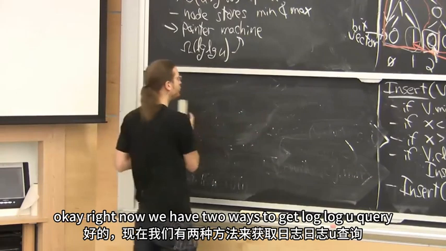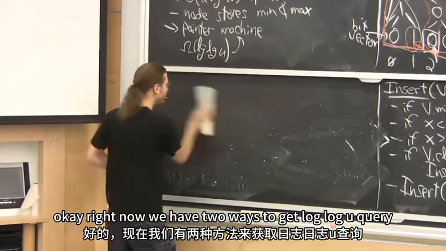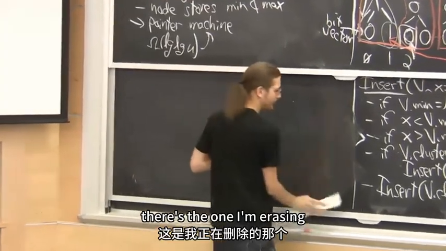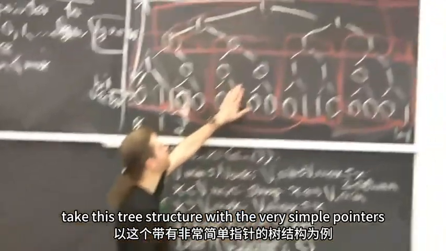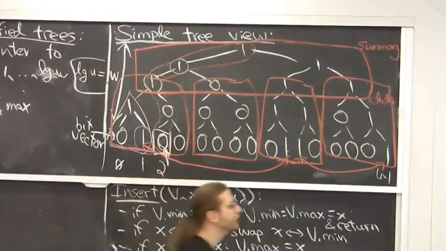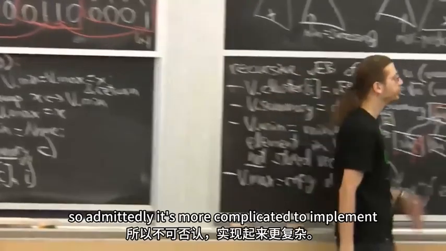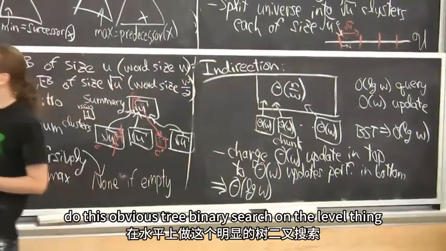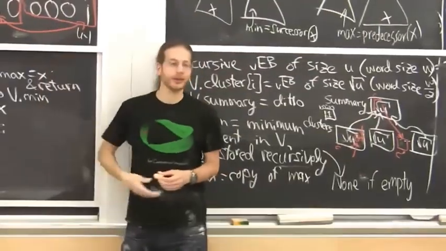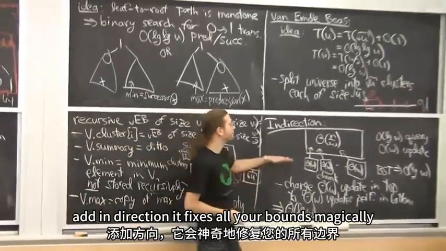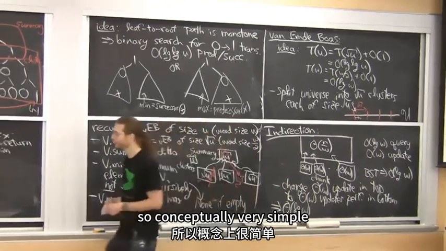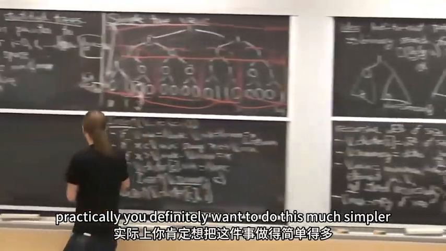Okay, right now we have two ways to get log U query and order U space. There's the one I'm erasing, and there's this: take this tree structure with the very simple pointers, add indirection. Admittedly, it's more complicated to implement, but conceptually it's super simple. It's like do this obvious tree binary search on the level thing, and then add indirection, and it fixes all your bounds magically. So conceptually very simple. Practically, you definitely want to do this much simpler.